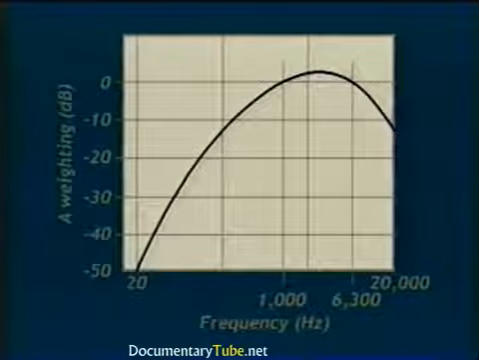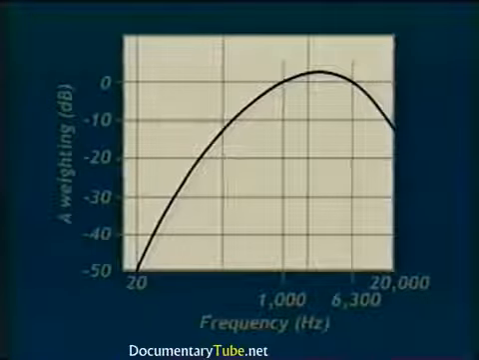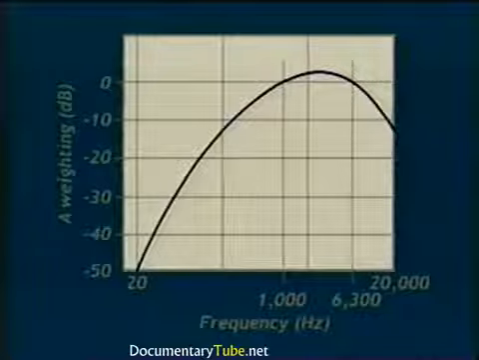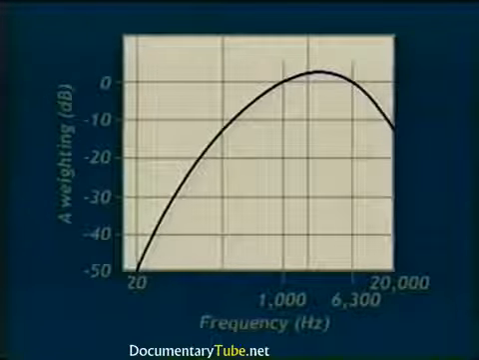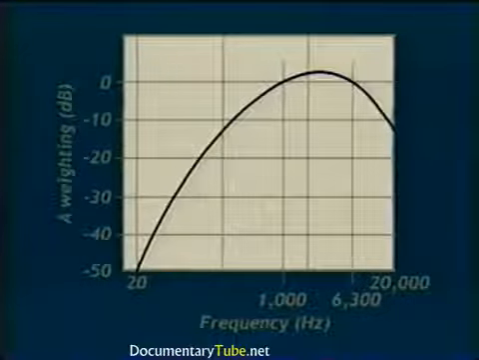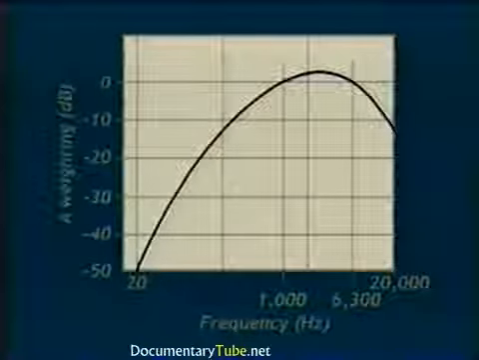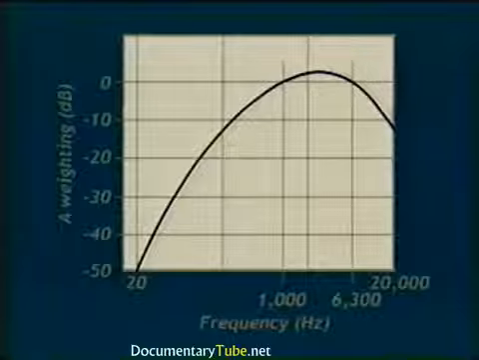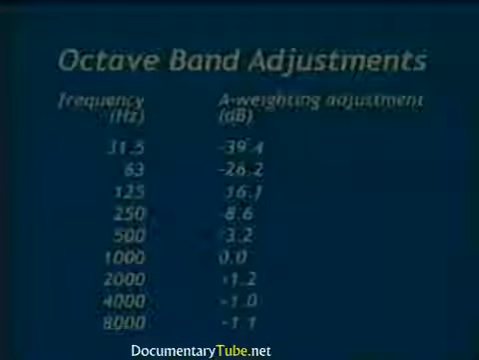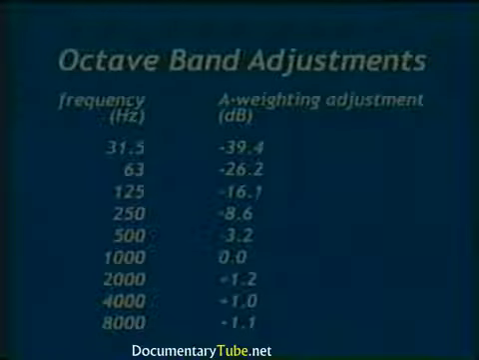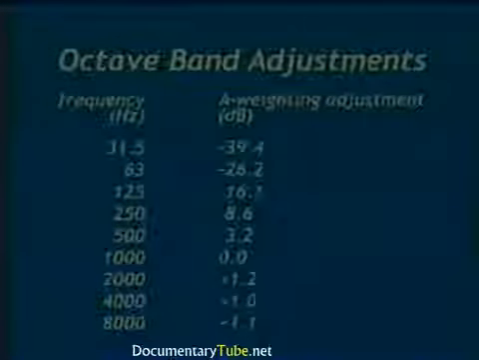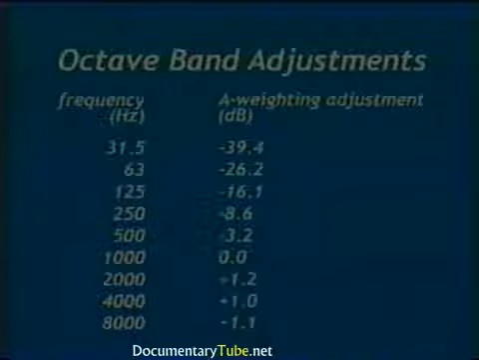Frequencies to which the human ear is less sensitive are weighted less than those to which the ear is more sensitive. The A weighting curve emphasizes frequencies in the 1,000 to 6,300 hertz range and de-emphasizes frequencies out of that range. This is the A weighting plot in tabular form for octave bands. For each center frequency shown, a dB adjustment value is given.